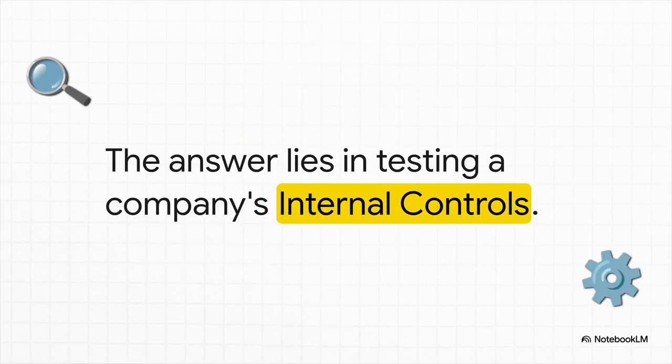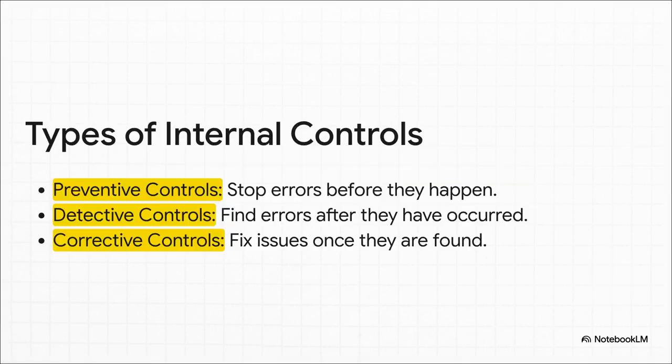Well, the answer starts maybe not where you'd expect. It's not just about grabbing a few items randomly. No, the real starting point is looking at the company's own systems. We're talking about their internal controls. Think of it this way. If a company has a really strong, well-designed system for preventing and catching mistakes, you can have more confidence that widespread errors just aren't happening. So these controls are basically the company's 3 lines of defense against errors.